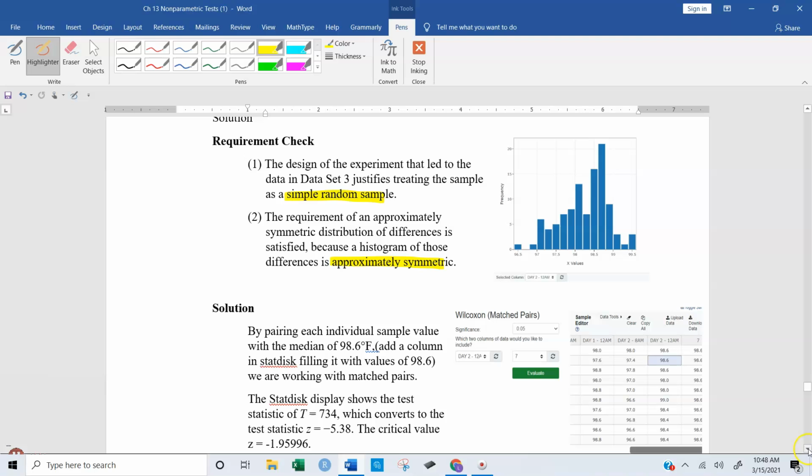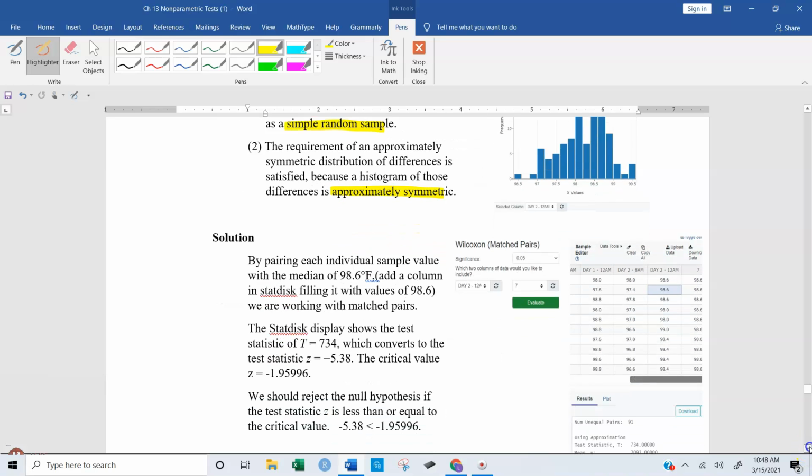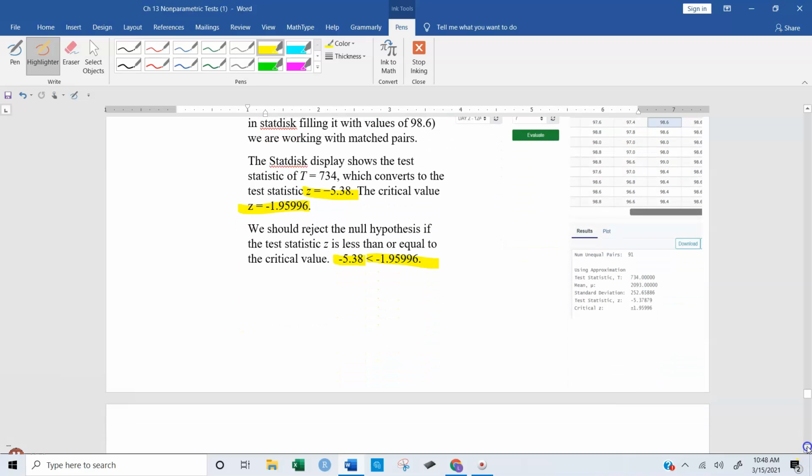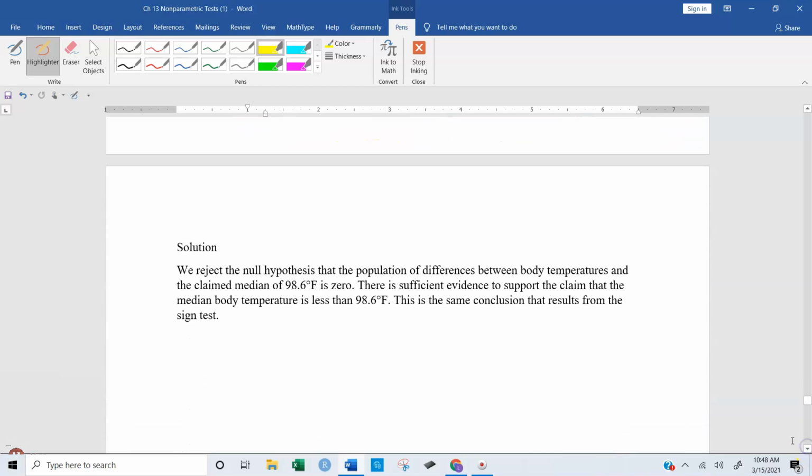Okay, we've typed in our matched pairs. For our Wilcoxon test, we got a negative 5.38, and our critical value is a negative 1.96. When we compare, the negative 5.38 is absolutely less than the negative 1.96, which means we reject the null. Since we are rejecting the null, we are claiming that there is a difference between the body temperatures. All right, any questions on that? I hope you did well.